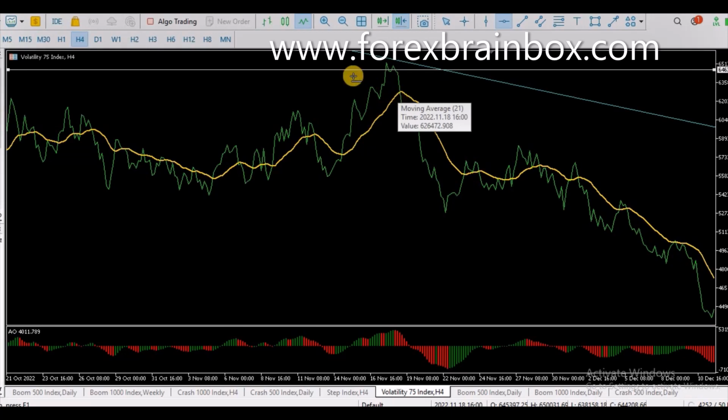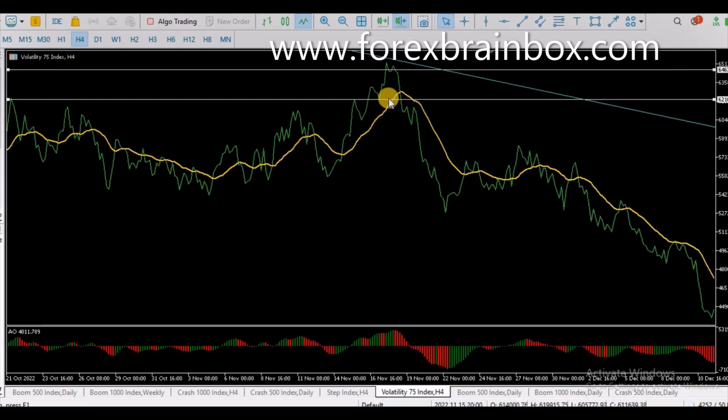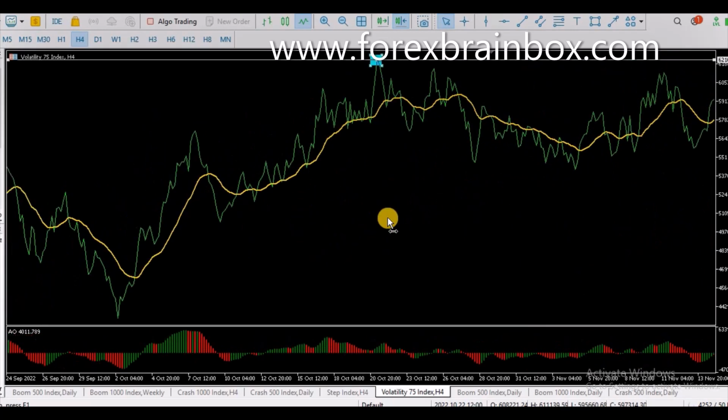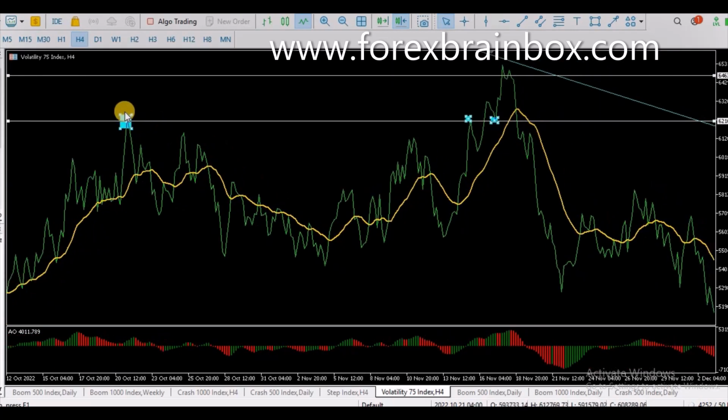So if you look at this point, see how price got to this level, was rejected, broke this level, came down, was rejected again, and went bullish, rallied up. You can see how they tap here and right here. See guys, this is the market structure I'm talking about.